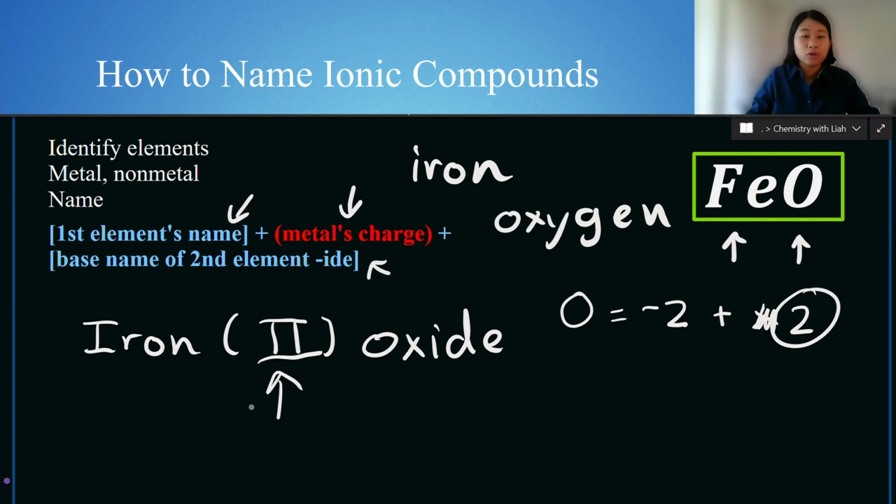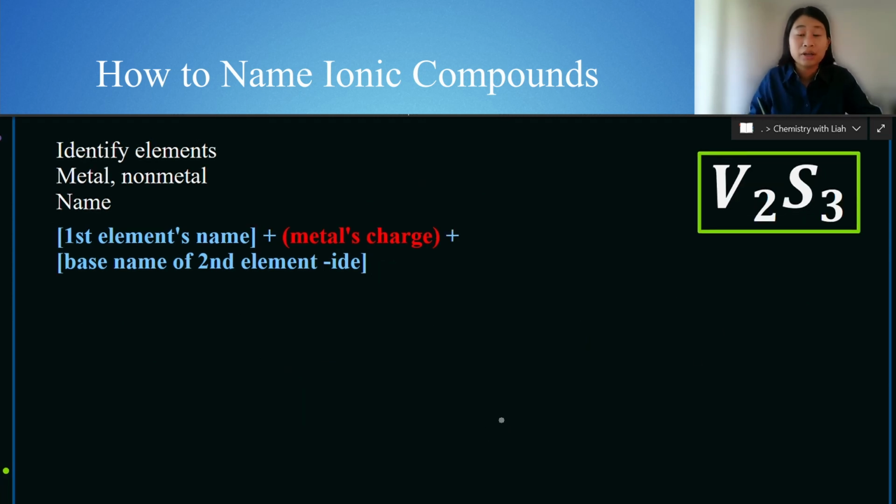Again, to recap, we need to specify the transition metal's charge because transition metals have a variable charge. They can change, and that's why we need to specify them. We need to tell the reader what charge that transition metal has. And we're going to find that based on the charge of the entire compound and the charge of the non-metal. Let us try to name another ionic compound with a transition metal.